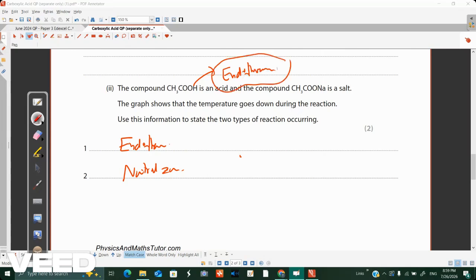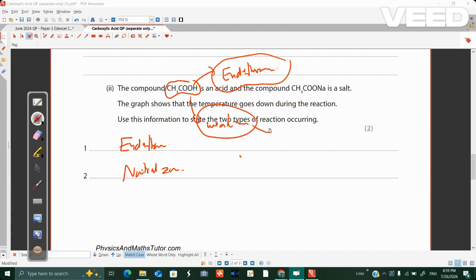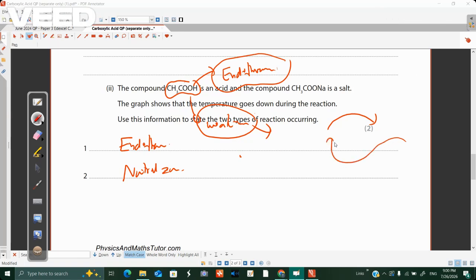Here we are teaching you why. Ethanoic acid is a weak acid, so its dissociation is weak. To dissociate H plus from ethanoic acid, heat has to be absorbed from the surroundings. Heat has to be absorbed to completely dissociate the ethanoic acid, because it is not dissociating completely, since it is a weak acid.